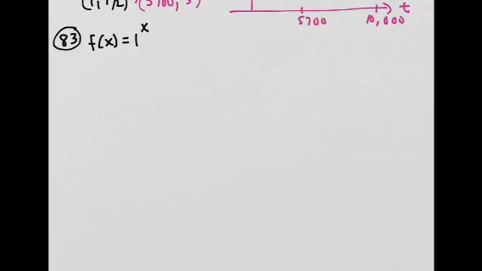It says true or false, f of x equals 1 to the x is not an exponential function. And the answer is true. It's not exponential. Why? Because with 1 as a base, it's basically just a line, because 1 to whatever power you put in is 1, right? So this is actually the horizontal line, y equals 1. So the statement is true, it's not an exponential function.